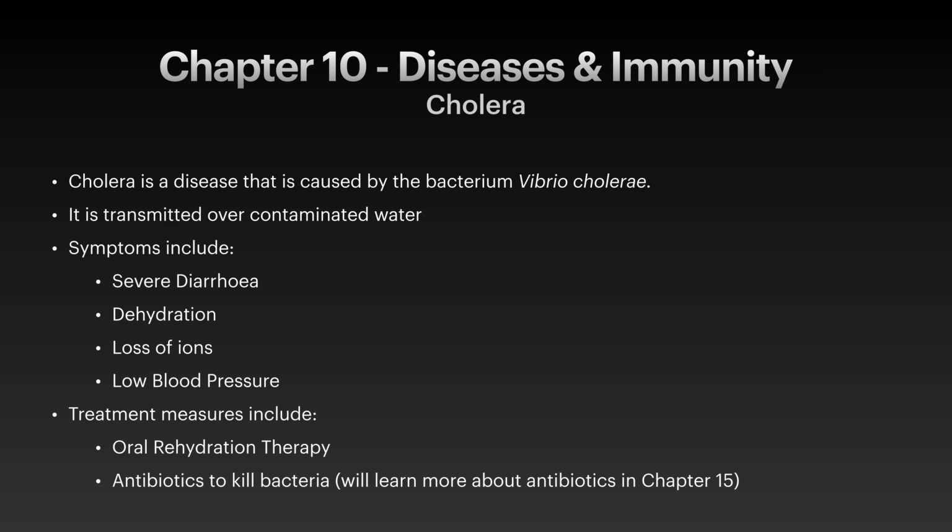Cholera is an excellent example of a transmissible disease. Let's examine it in detail, as required by the syllabus. What is cholera? Cholera is a disease caused by the bacterium Vibrio cholerae, which is transmitted in contaminated water. How does cholera work? Let's explore the mechanism.